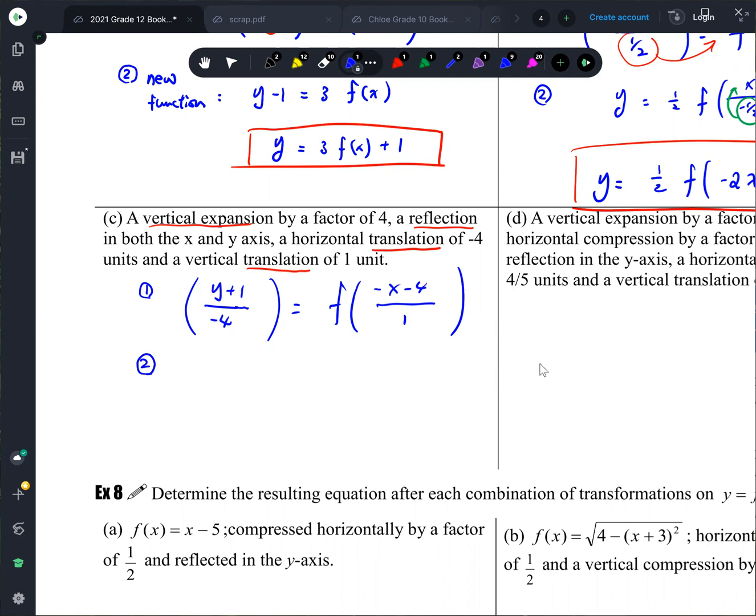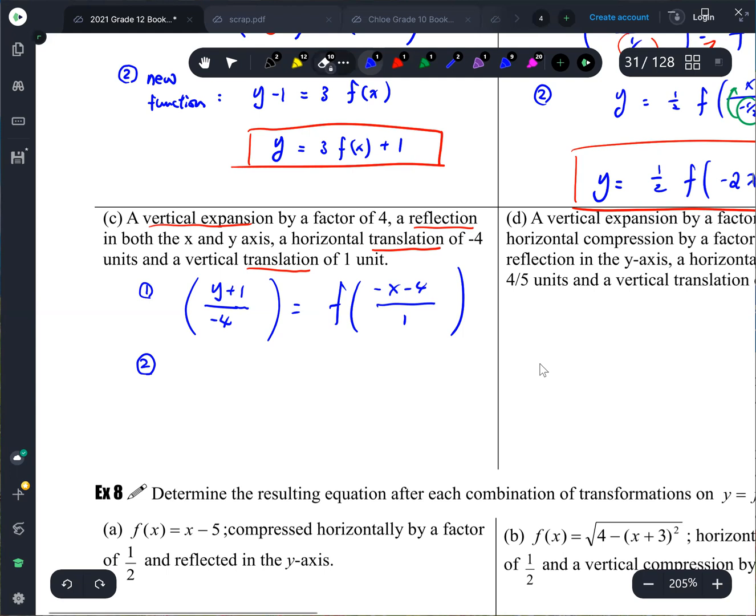Eric, what do you have for the story form? I have, let me check. Y minus 1 over 4 equals f of x, and then plus 4, and then over -1.